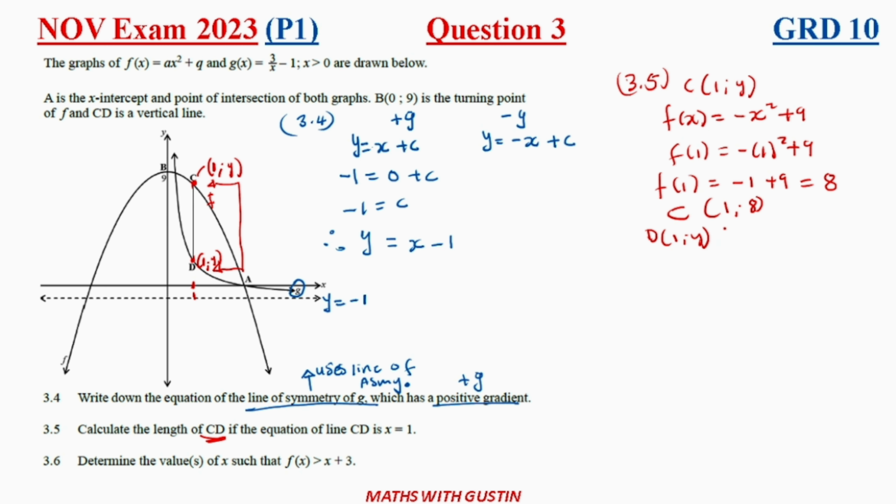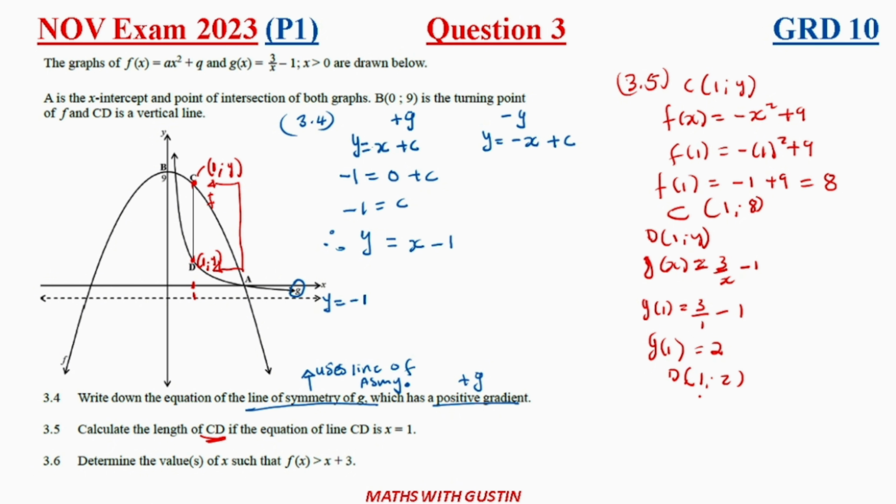And then you go look for the y coordinate of D. D is in which equation? It's in g of x. G of x was given to us as g of x equals 3 over x minus 1. So now we are looking for when x is equal to 1, what is the y value? In this case you substitute x as 1, so 3 divided by 1 is going to be 3, minus 1 is going to give us 2, so g of x is equal to 2. Therefore the coordinates of D are (1, 2).